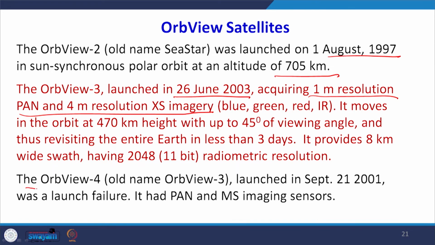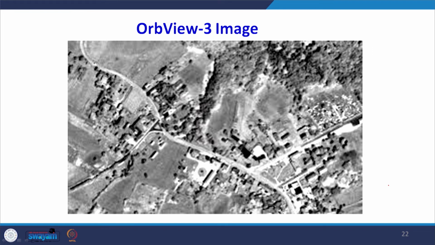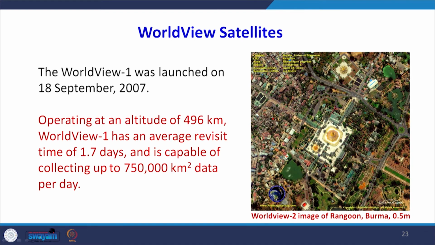OrbView 4, which was launched in 2001, was not as successful. It was a launch failure. It had similar panchromatic and multispectral data characteristics. One can see the OrbView panchromatic image of an area where vegetation cover is shown on the top corner, and then we can see the road network pattern and the urban area very clearly from this kind of data. The next in the series was the WorldView satellites.